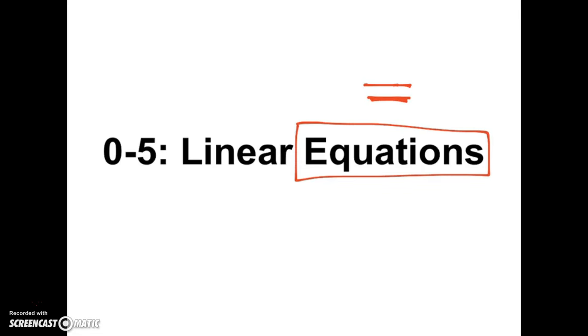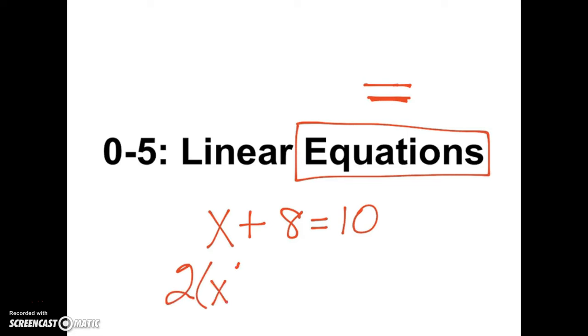Algebraic expressions and linear equations look very similar, and so it can be anything from x plus 8 equals 10 to something much more complicated that has parentheses and exponents, like 2 times x squared minus 4 is equal to 10x plus 5. Both of these are going to be examples of linear equations. Notice that they both have an equal sign in them, and then they also have a variable in them that we're going to solve for.